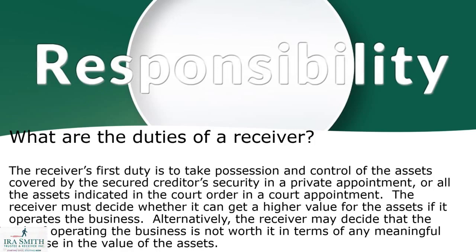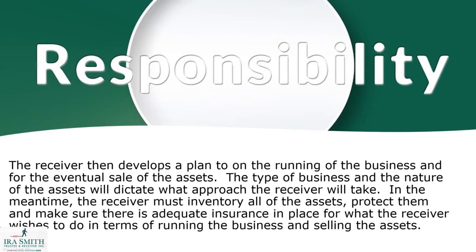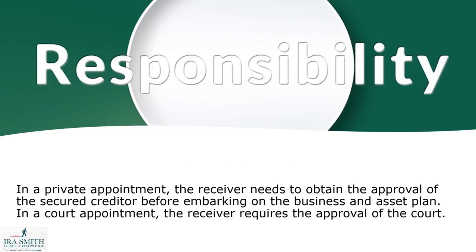The receiver then develops a plan on the running of the business and for the eventual sale of the assets. The type of business and the nature of the assets will dictate what approach the receiver will take. In the meantime, the receiver must inventory all of the assets, protect them and make sure there is adequate insurance in place for what the receiver wishes to do in terms of running the business and selling the assets. In a private appointment, the receiver needs to obtain the approval of the secured creditor before embarking on the business and asset plan. In a court appointment, the receiver requires court approval.